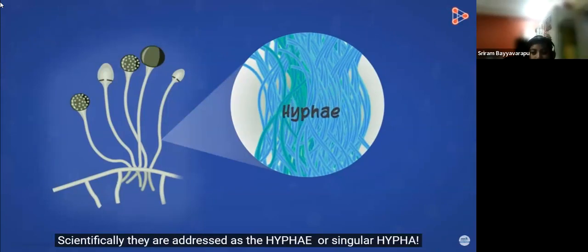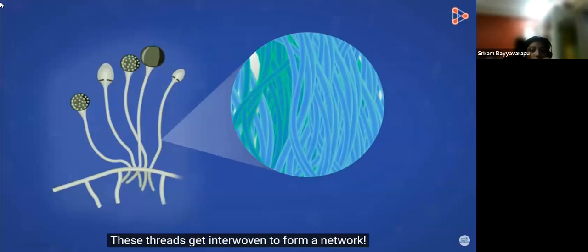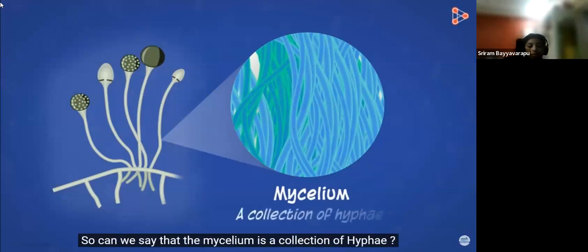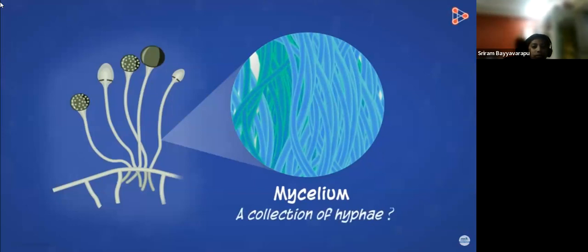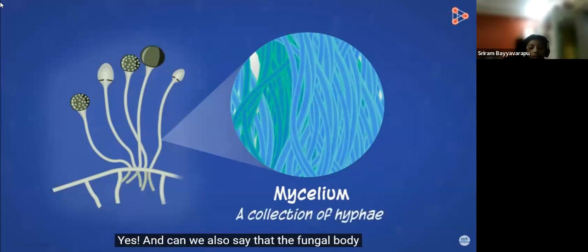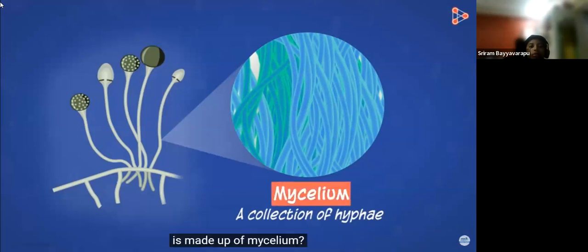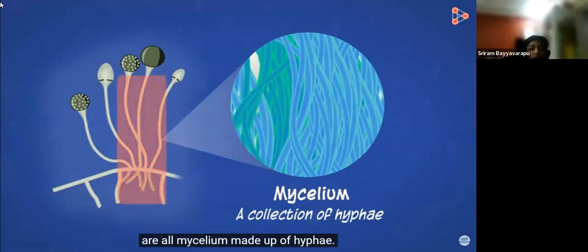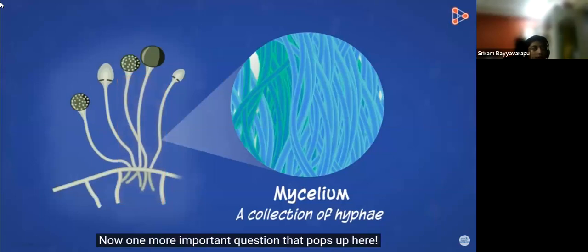Scientifically, they are addressed as the hyphae, or singular hypha. These threads get interwoven to form a network. This structure is what we call the mycelium. So can we say that the mycelium is a collection of hyphae? Yes. And can we also say that the fungal body is made up of mycelium? Absolutely. Thus, this stalk that we can see here and also these root-like structures are all mycelium made up of hyphae.